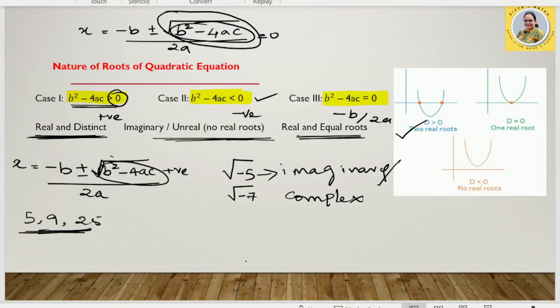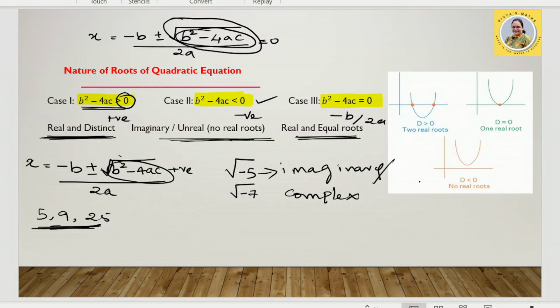Okay? This is how the nature of the roots of a quadratic equation looks on a graph. This is for discriminant greater than 0. This is for discriminant less than 0, and this is for discriminant which is equal to 0. Okay.